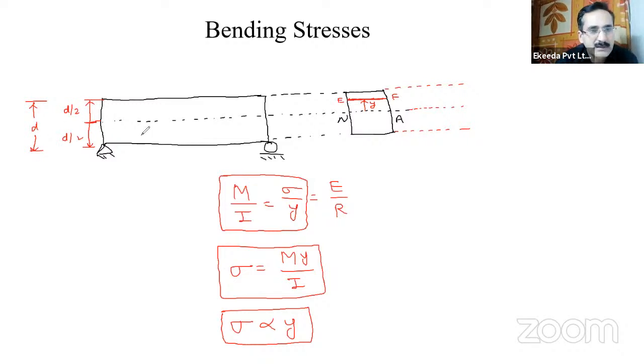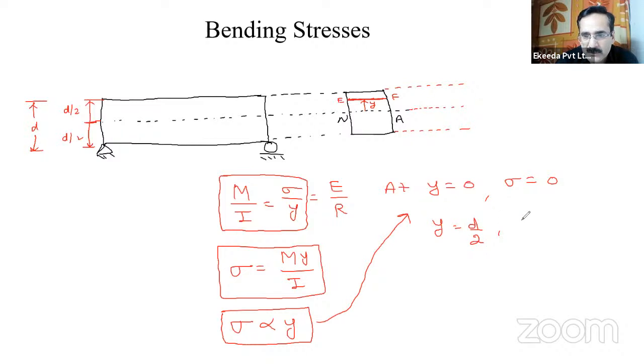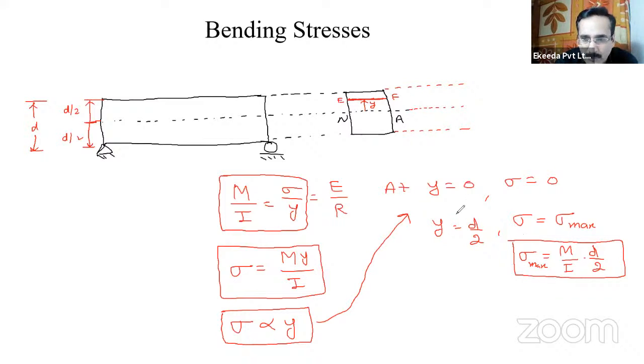Total depth of the beam is d, and the outer fiber is at d by 2 distance. So at y equal to 0, based on this equation, sigma will be equal to 0, and at y equal to d by 2, sigma will be equal to sigma max, and that will be given by M by I into d by 2, and this is sigma max, right? The value of y is d by 2 at the outer fiber. This is the outer fiber. y equal to d by 2 means that this is the outer fiber.